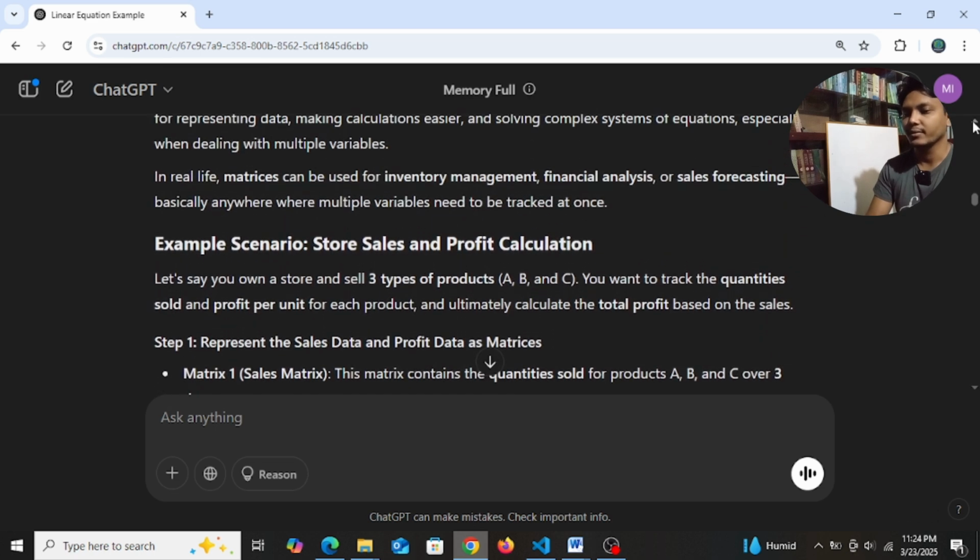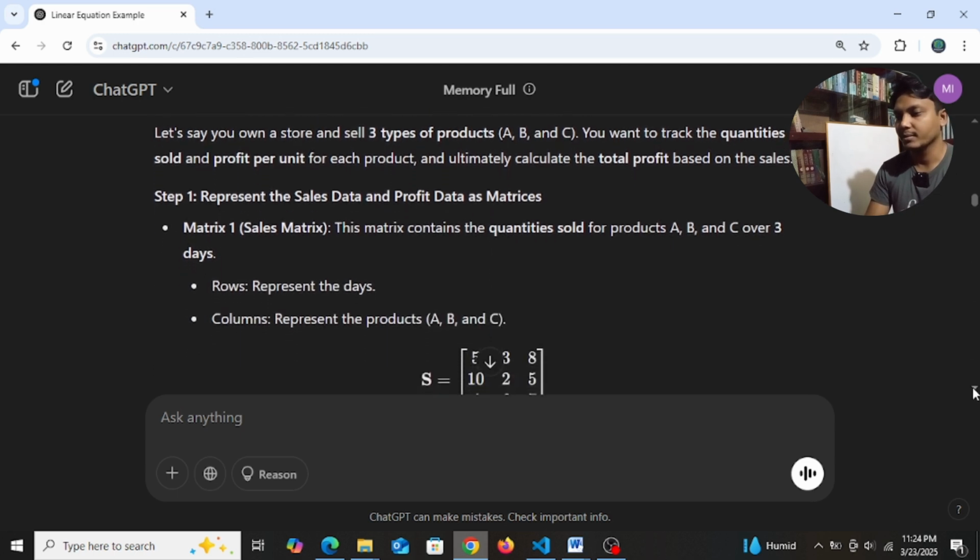So let's have a read. Okay, let's say you own a store and sell three types of products, A, B, and C. You want to track the quantity sold and the profit per unit for each product and ultimately calculate the total profit based on the sales. So represent the sales data and profit data as matrices.